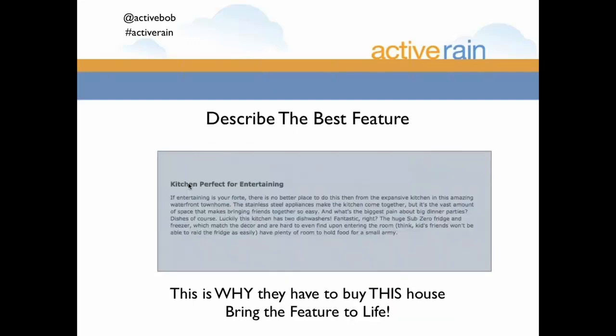So the next paragraph, we're going to describe that best feature, that second image that we chose to use. We're going to give it a full written description. It might be one paragraph, it might be 2 paragraphs. But we're really going to dive in and bring that feature to life. This is the reason why they have to buy this particular home. So in my case, it's the gourmet kitchen. I'm going to paint a story of somebody having friends over and entertaining around the amazing island that's there.